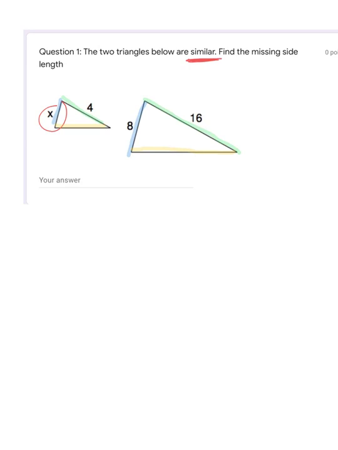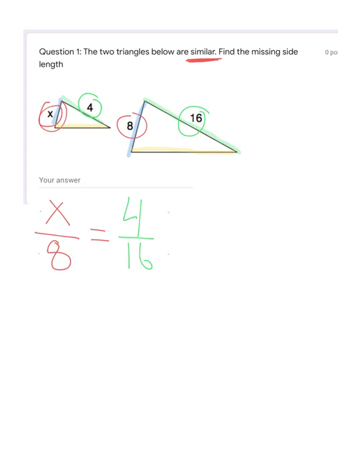So our first set of corresponding sides are x and 8. Those sides are corresponding sides. So x to 8 equals, and my second set of corresponding sides I'm going to use are 4 and 16. 4 to 16. Now remember, we said in the live lesson, we have to make sure we're setting up our proportions consistent. Our ratios are consistent. We have x for triangle 1, 8 for triangle 2. 4 for triangle 1 on the left, 16 for triangle 2.